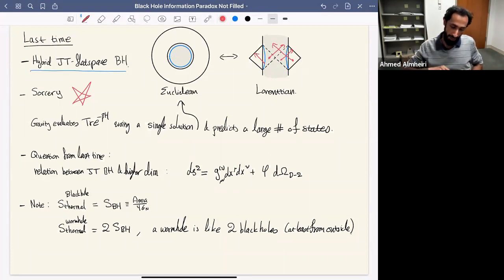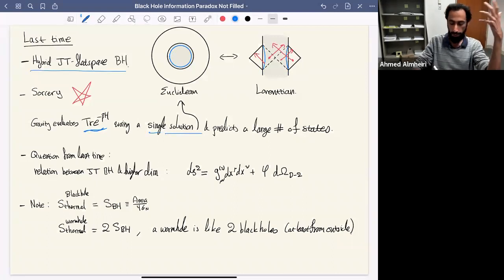And it's the fact that gravity is able to evaluate this trace, this partition function trace over e to the minus beta H, using a single solution, namely the Euclidean black hole solution. And from that single solution, it predicts a large number of black hole microstates. The confusing thing is that we started by trying to compute a trace, so one would have hoped that in this calculation we would see all the different elements of this trace, or the microstates, being added up, but nevertheless you don't see that.